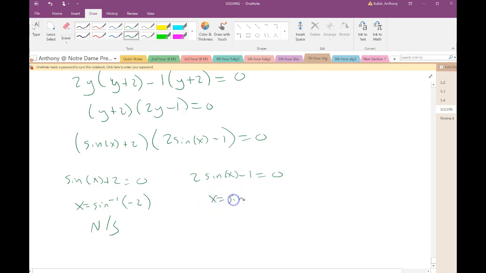This one, however, we don't have any problem. If we add 1 over, divide by 2, and then take the sine inverse of both sides, we have sine inverse of 1/2. That's a unit circle value. If I go to my unit circle, I see that that happens at pi over 6 and also at 5 pi over 6. But they didn't ask me for the answers just between 0 and 360. They wanted all the solutions. So all I have to do is tack a 2 pi k on the end of those.